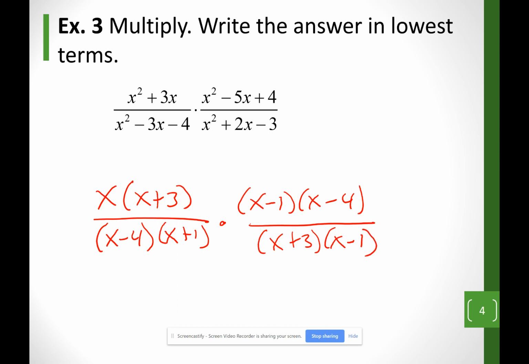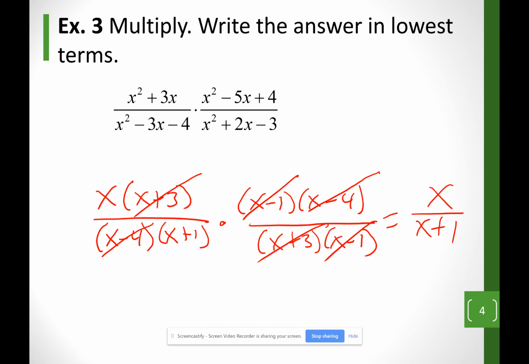Let me cancel out common factors. This x minus 1 with this x minus 1. Once again, choose one from the top, one from the bottom. It doesn't matter which fractions they come from. This x minus 4 with this x minus 4. This x plus 3 with this x plus 3. So I finish with x over x plus 1.